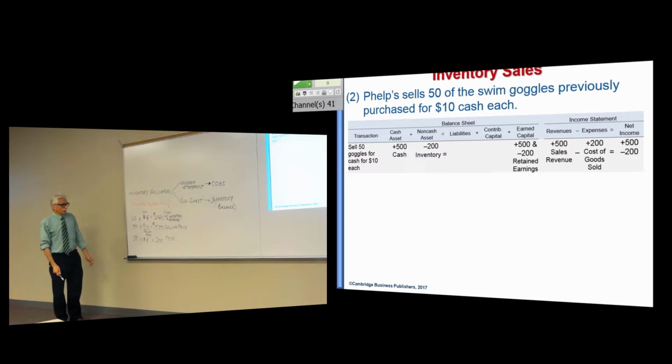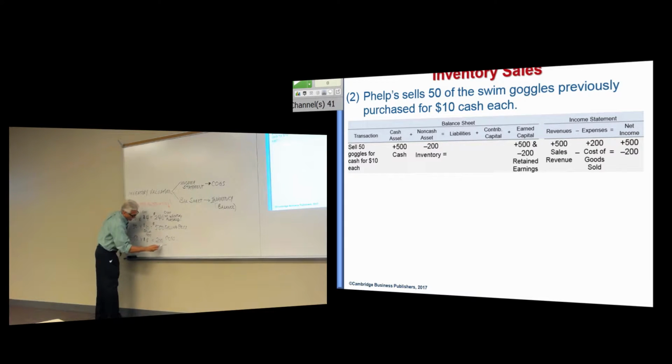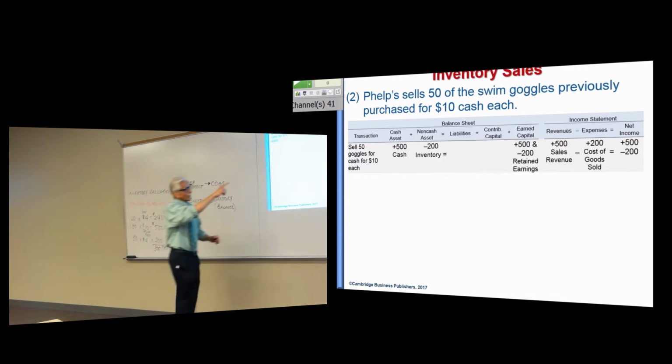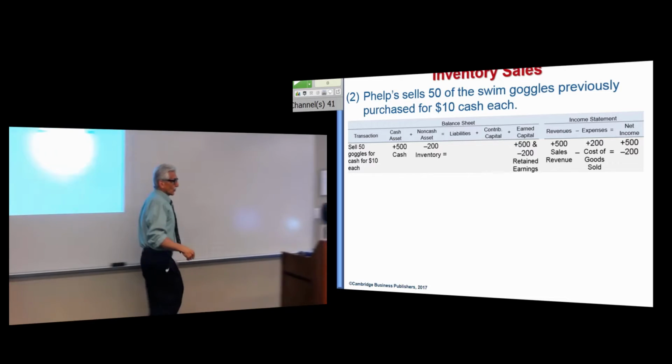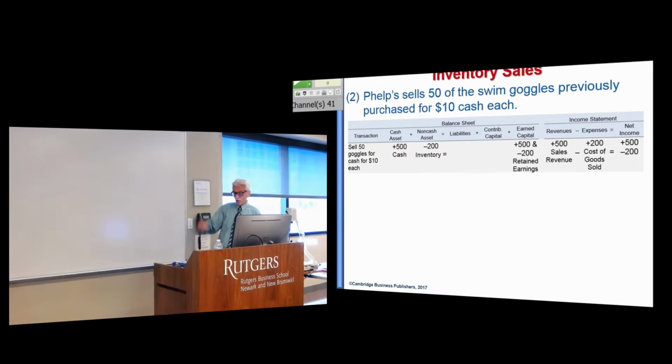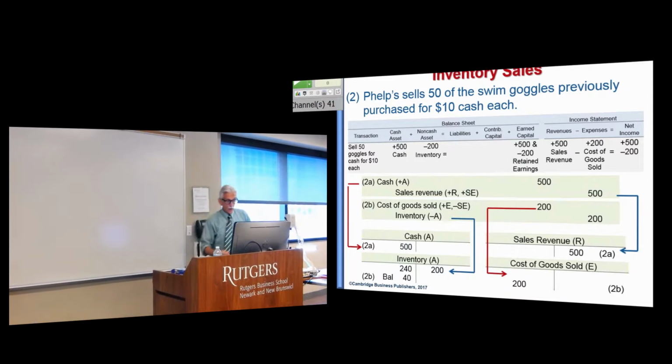So it's 200 cost of goods sold. Gross profit is 300. Gross profit's 300. So when you look at the income statement, cost of goods sold is an expense that reduces income and reduces retained earnings. And those are the journal entries.